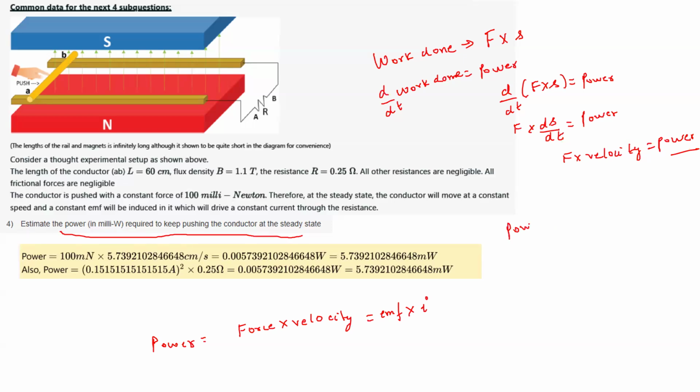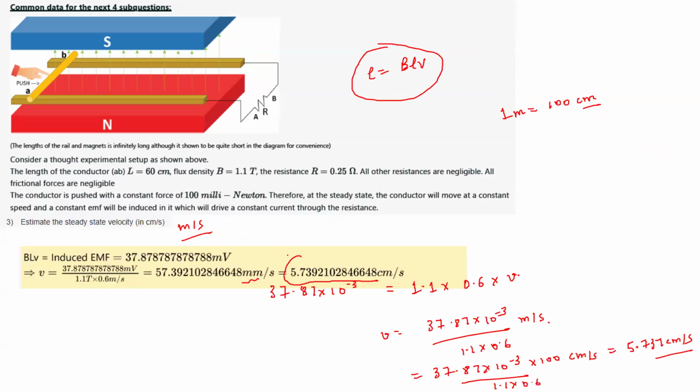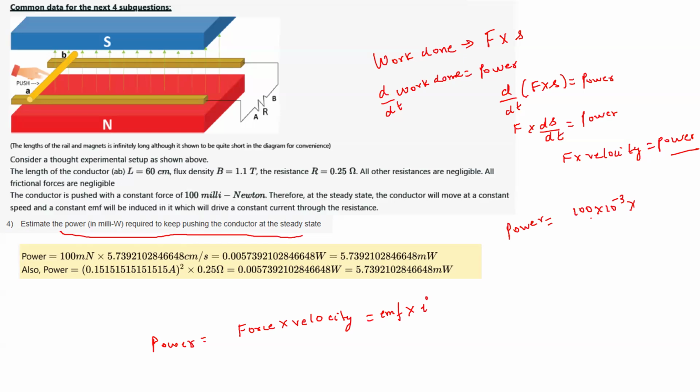So if you have to find the power, it will be force, 100 milli Newton, into velocity. Velocity we have obtained here, so this is 5.737 centimeter per second. I'm converting it to meter per second. So this much will be the power. This and this will get cancelled, so this will be 5.737 milliwatt, in SI units of power. The SI unit of power is watt.